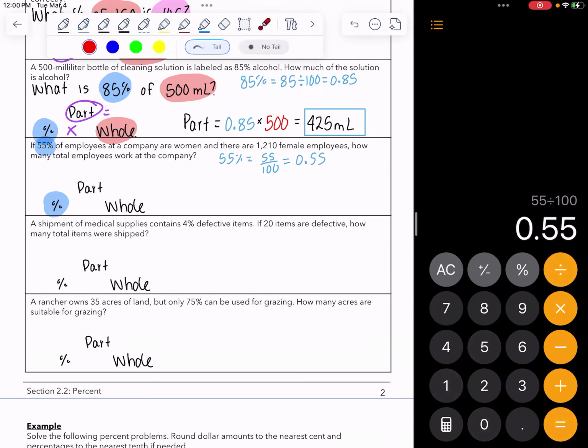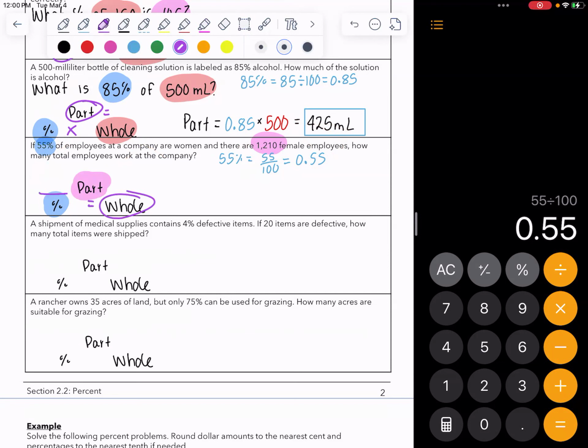Now it's the question of this number 1,210, is that a part or a whole? And I think the fact that it says how many total employees helps to really gear you in the right direction here, right? You can think of that's the total, that's probably the whole, and that would be correct, right? This is the smaller portion. This is a portion of the employees. We're wondering how many total employees there are. So this part is the part. We're trying to solve for the whole.